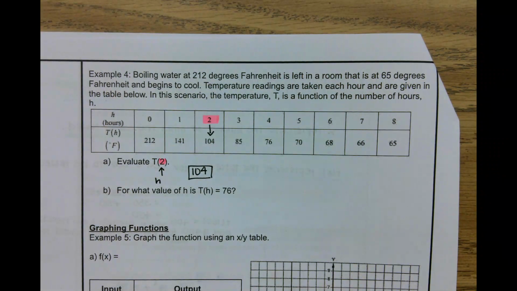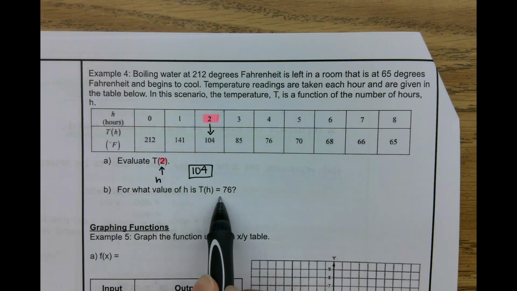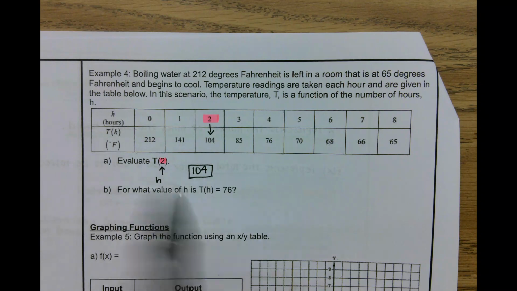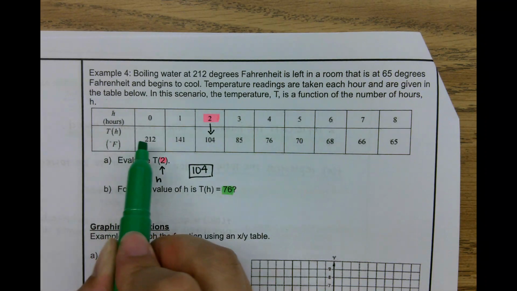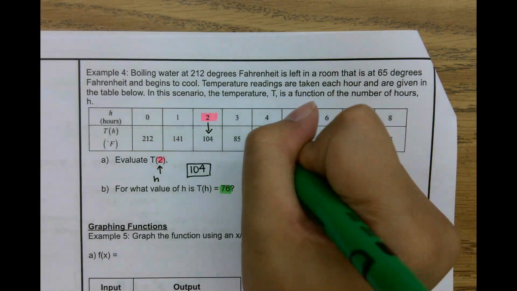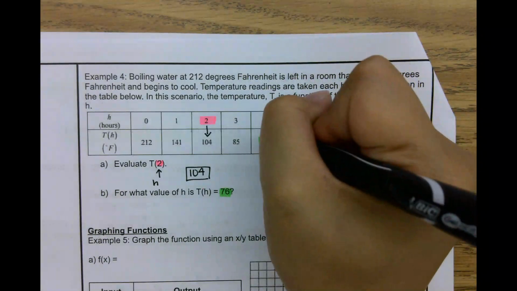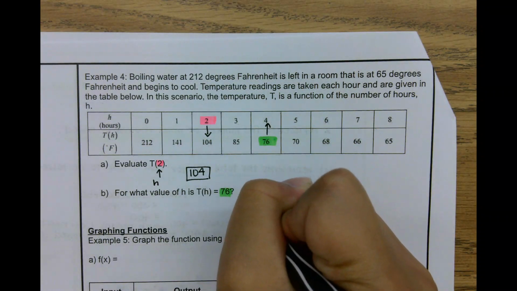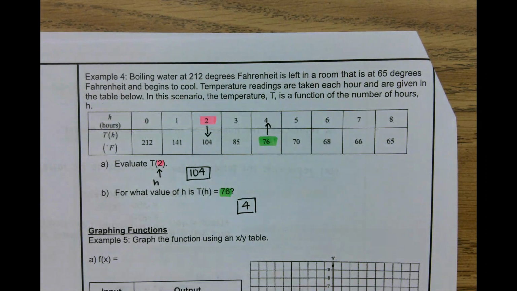Okay, here it asks us for what value of H is T of H equals 76. So here you're looking at the T of H, you're going to try to find 76. Okay. So if you look at the T of H column, where's 76? Oh, that's right here. What's the H that goes with it? Look here, that's 4. So for what value of H is T of H equals 76? That is 4.